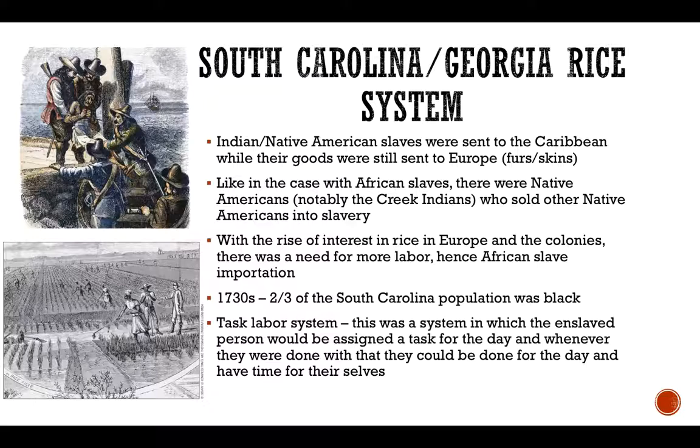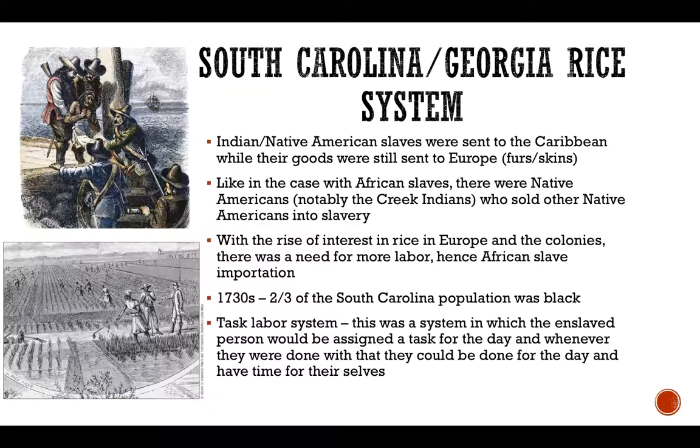With all of that said, there was a rise at this point in interest in rice in Europe and the colonies. With this rise in interest in this particular product, as we saw with the tobacco system, there was a need for more labor. And this also led to importation of African slaves. By the 1730s, about 2/3 of the South Carolina population was Black, meaning only 1/3 was white. Most of the Native Americans had already been moved out at this point, or they weren't counting them for the most part.